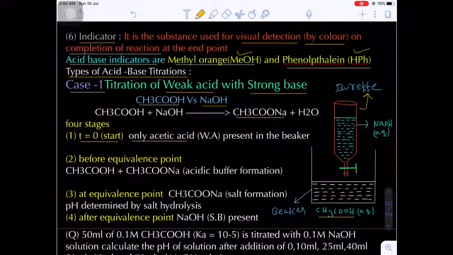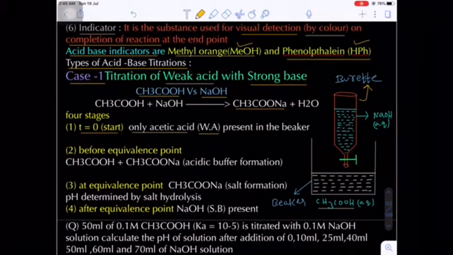Now in the beginning, when we are not adding NaOH from the burette, only acetic acid is present in the beaker. That means in the beginning, only acetic acid, a weak acid, is present. So how do we calculate the H plus ion concentration? With the help of the weak electrolyte, acetic acid: Ka is equal to C alpha square by 1 minus alpha. We know weak electrolyte dissociation, Ostwald dilution law.